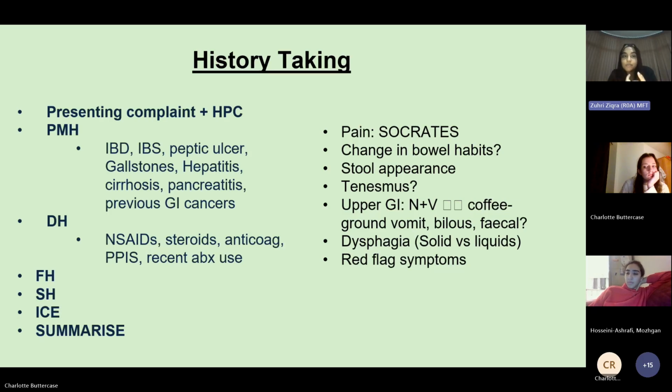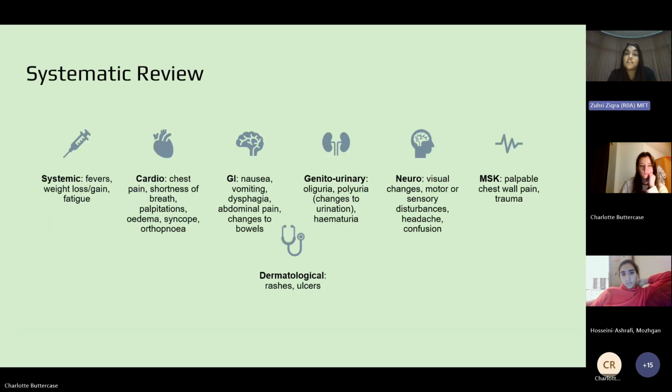Always ice your patient. We love that. Ask them what they're concerned about, what their expectations are. Get a summary. Tips wise, always do your Socrates. But for GI especially, ask if there's any change in bowel habits. If there is a change, get their stool appearance. Ask for tenesmus, blood, mucus. If they're giving upper GI symptoms, any nausea, vomiting, describe their vomit. Dysphagia, solids versus liquids, what started first.